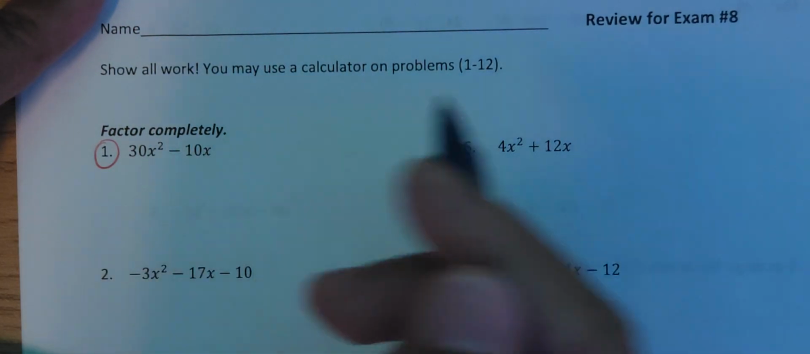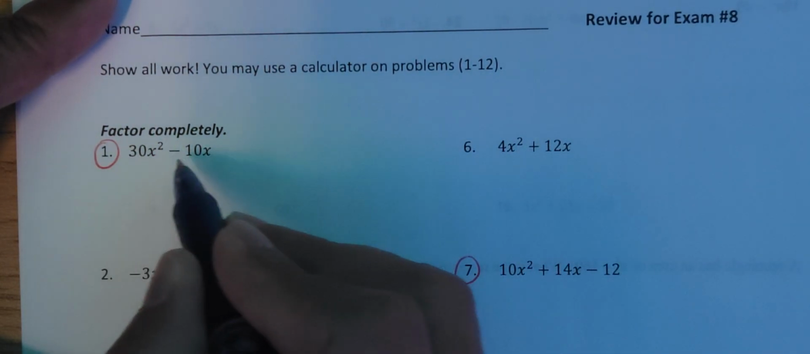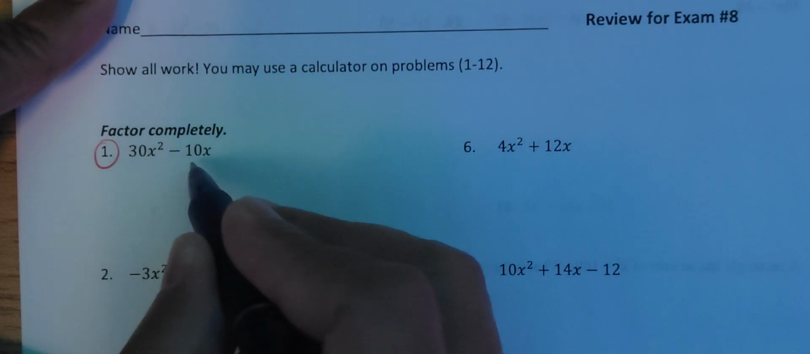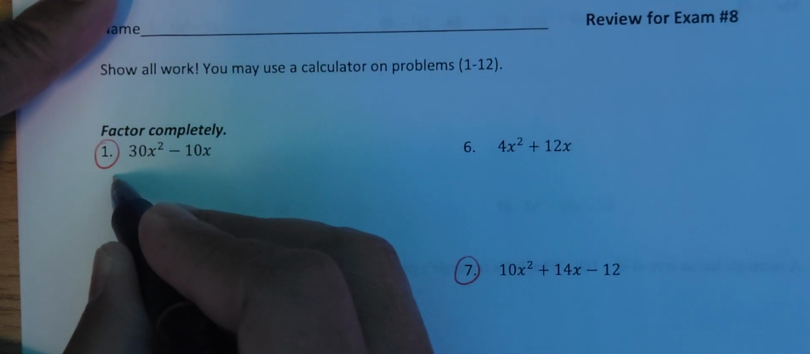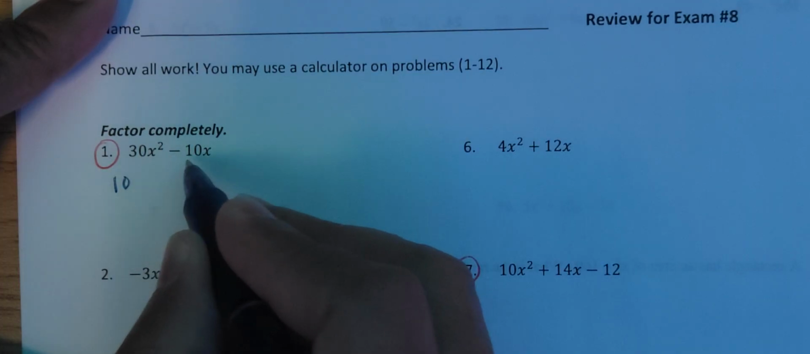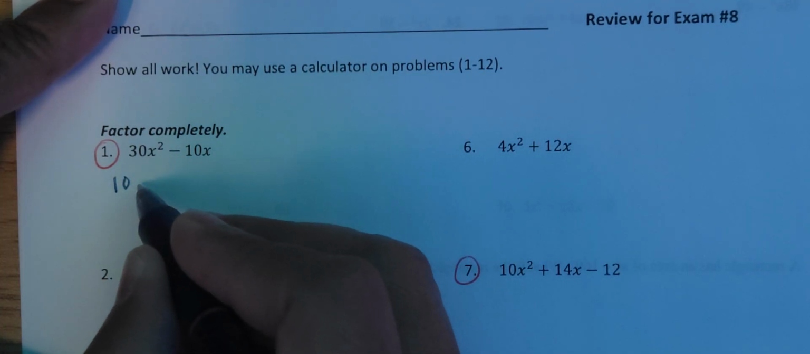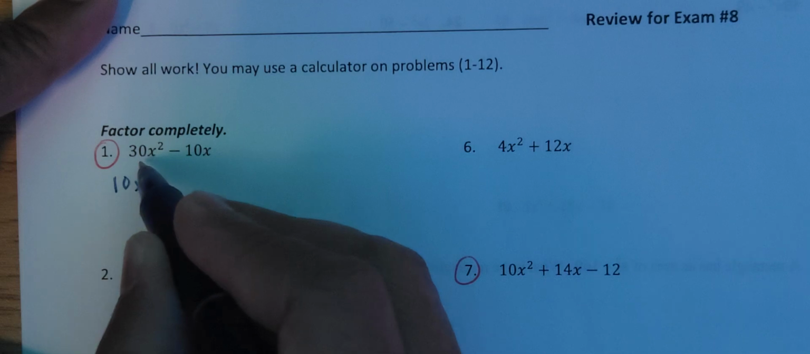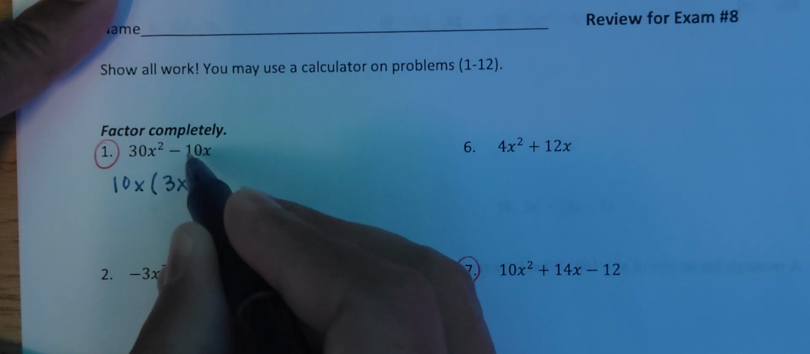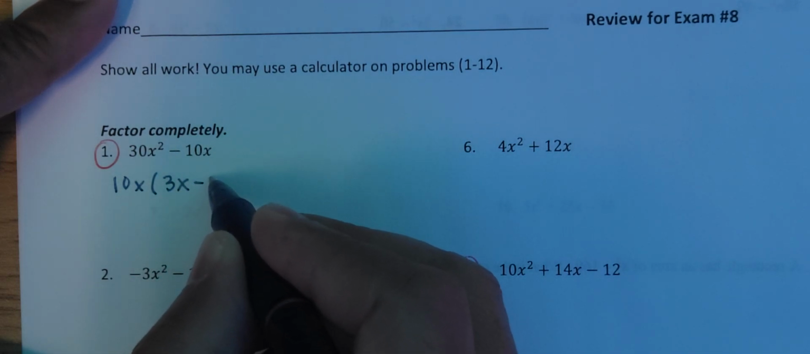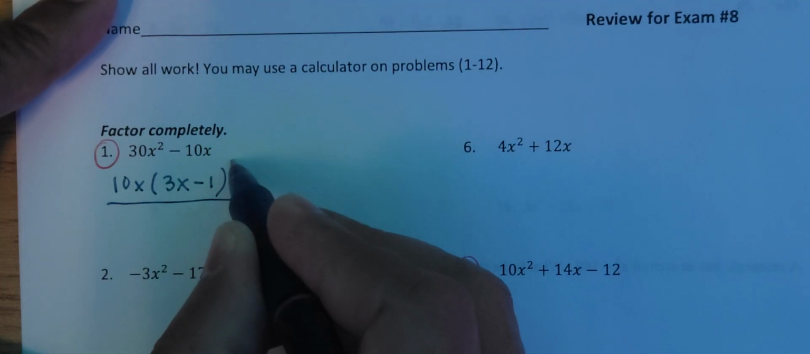For example, factor completely. Always look for a GCF. In this case, 10 goes into 30, so we can factor out 10. But also notice they have x in common, so 10x is the GCF. Then instead of 30x, that becomes 3x, and instead of negative 10x, it becomes minus 1. And this is factored completely.